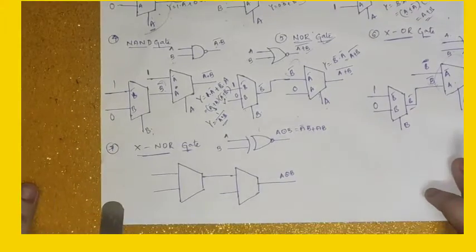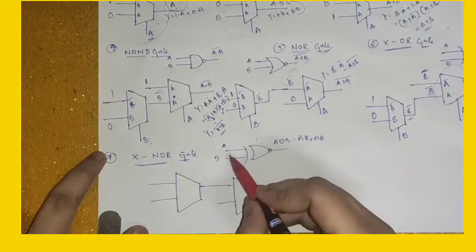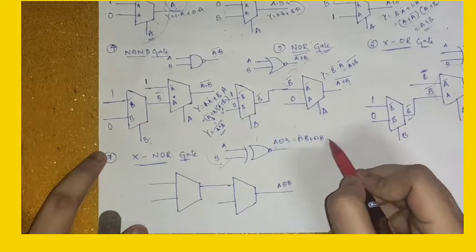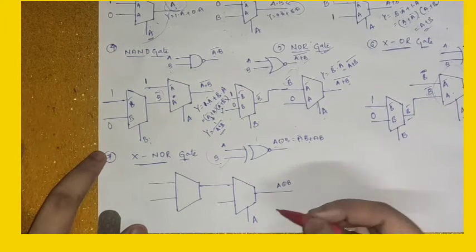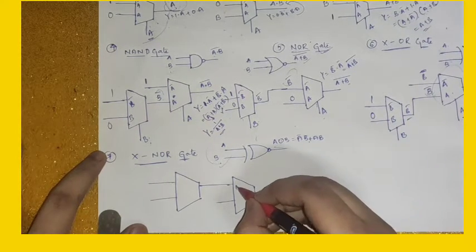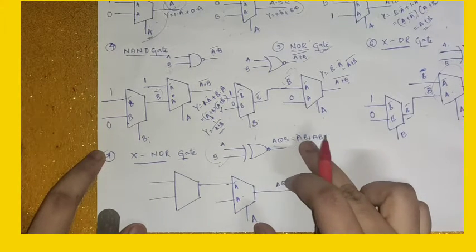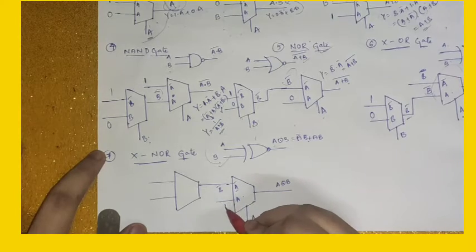So to construct the XNOR gate by using the multiplexer, first what is the XNOR gate? If inputs are A and B, then output will be A bar B bar plus AB. So to get A bar B bar plus AB, the selection line is A here, here it is A bar and here it is A, right?